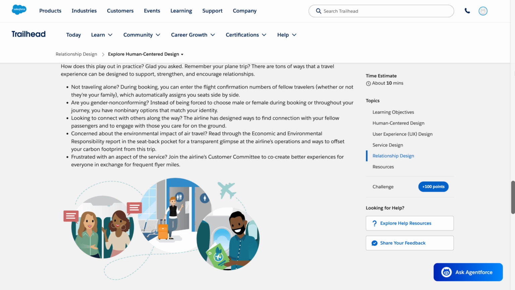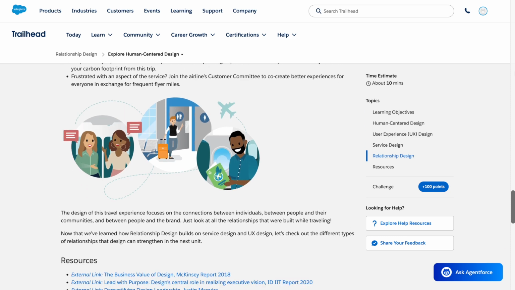Concerned about the environmental impact of air travel? Read through the Economic and Environmental Responsibility Report in the seat back pocket for a transparent glimpse at the airline's operations and ways to offset your carbon footprint from this trip. Frustrated with an aspect of the service? Join the airline's customer committee to co-create better experiences for everyone in exchange for frequent flyer miles.